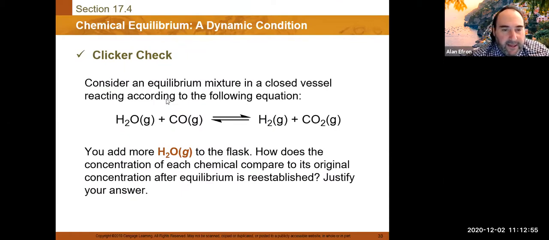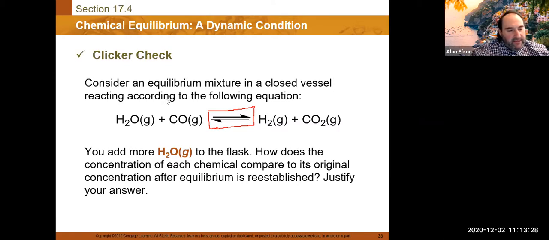So if we look at this reaction, H2O plus CO goes to H2 and CO2, this again is a reversible reaction. We could recognize it by the arrows heading in both directions. If we added more H2O to the flask, how do the concentrations of each of the chemicals compare to their original concentrations? That's a good question. Why don't you take a second and think about what would happen if we have the system and we add some more H2O to it?